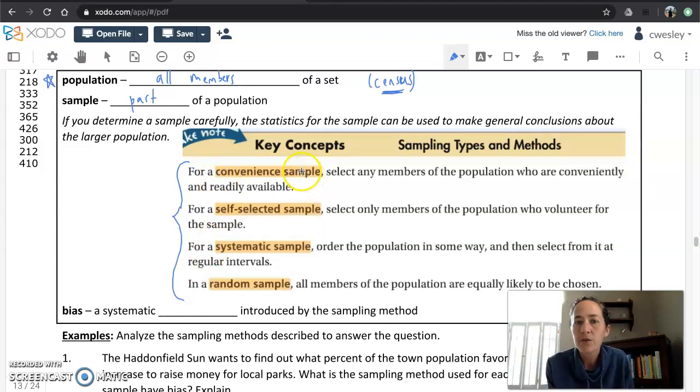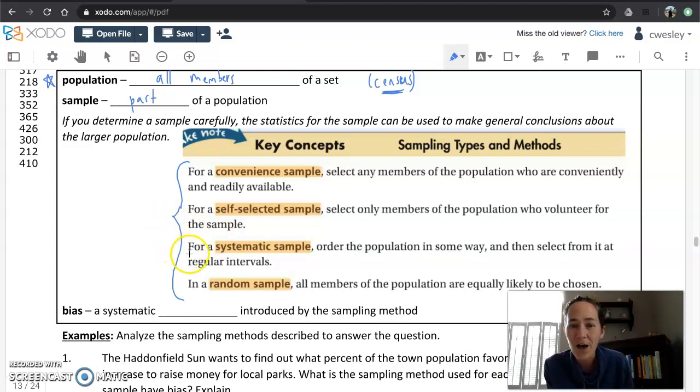Convenient sample. You select any members of the population who are conveniently and readily available. So for instance, a random group of kids walks through the cafeteria door. It's convenient for me to stay in one spot. I'm going to poll the students who come into our cafeteria. Self-selected sample. Select only members of the population who volunteer for the sample. I put out a statement online and I say, if you'd like to help out and participate, you can self-select. You can select yourself to be part of the study and respond.